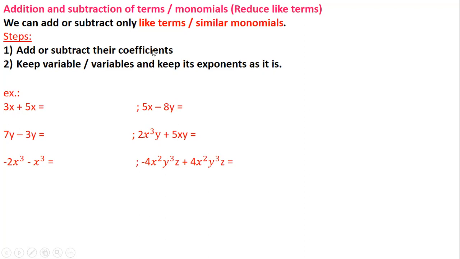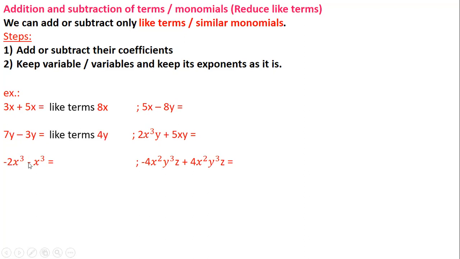Add or subtract their coefficients. 3 plus 5 is 8. And we keep the variable and we keep the exponent as it is. So since they are like terms, I will get 8x. Now 7y minus 3y. Also, these are like terms. 7y and 3y are like terms. So 7 minus 3 gives me 4, and we keep the variable y.